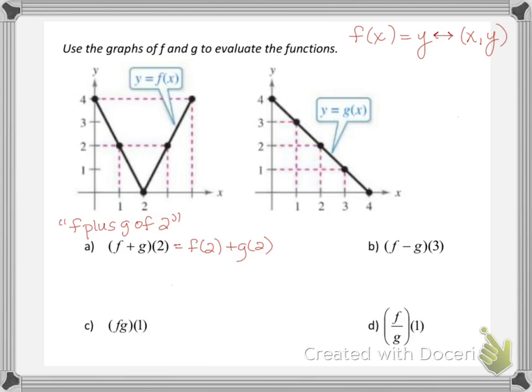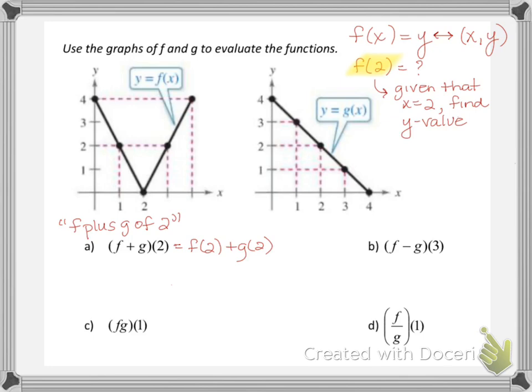Now, but what does f of 2 and what does g of 2 mean? Well, all it means is the following. F of 2 has to equal something. It is basically asking me, given that x is 2, find what the y value is. So instead of having to write this every single time, that's what f of 2 means, okay? So in this case, find f of 2.